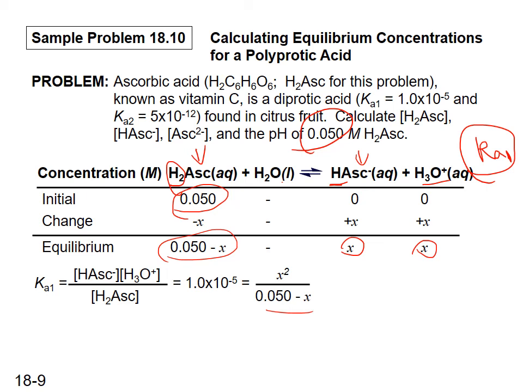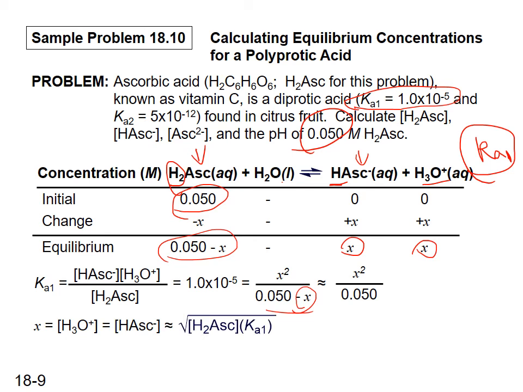And as usual, we make the assumption that because Ka1 is a very small number, 10 to the minus 5, x must be very small and can be neglected, negligible. Therefore we have x squared divided by 0.05, which is the initial concentration. So we have the same equation to calculate hydronium ion, which is the square root of acid constant times initial concentration. Plug in the data, and the answer is 7.1 times 10 to the minus 4.